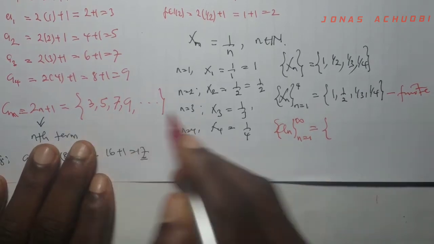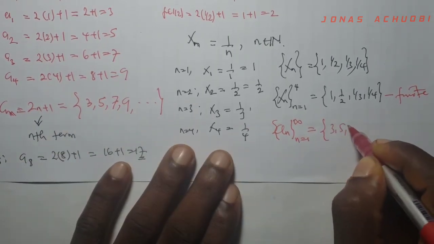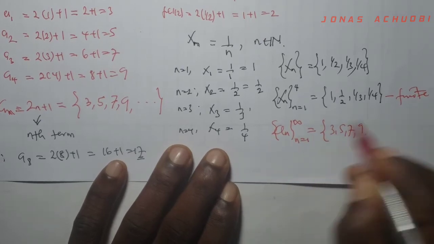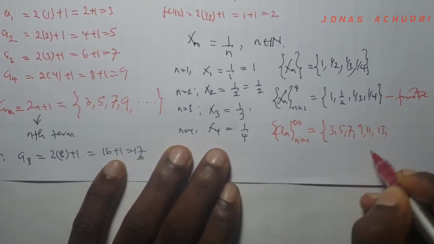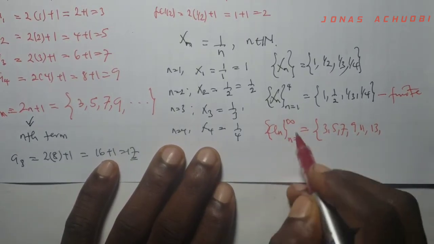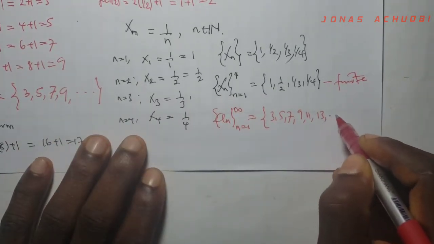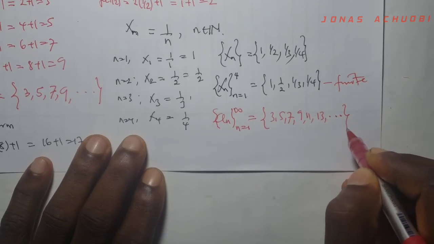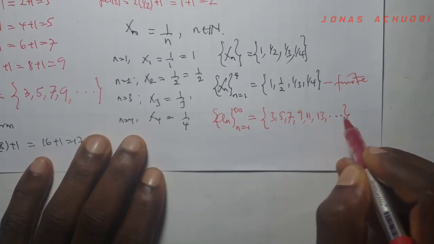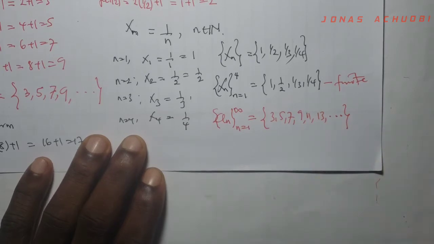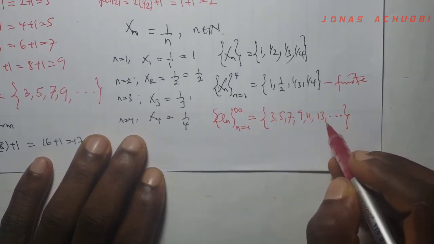So here we have 3, we have 5, we have 7, we have 9. The next term would be 11. The next term will be 13. But since the sequence is an infinite sequence, we cannot keep listing forever. We now put 3 dots, 1, 2, 3. Now the presence of these 3 dots tells us that the terms of the sequence go on indefinitely. This makes this sequence an infinite sequence.